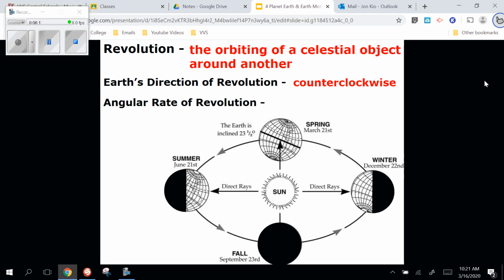Rate is different. Remember, rate of rotation was 360 degrees over 24 hours, gave us 15 degrees per hour. This is one complete revolution around the sun, 360 degrees, but now it takes 365 days for the Earth to get all the way around the sun. If we take 360, divide by 365, it's about 0.98, 0.99, something like that. And so we round it to about a degree per day. Right? Yeah, it's not exact, but about a degree per day.